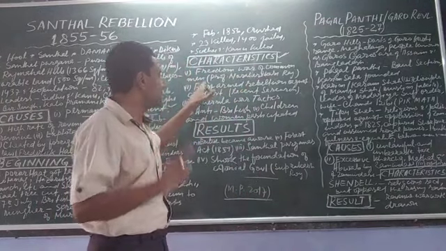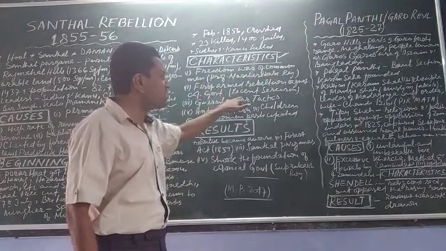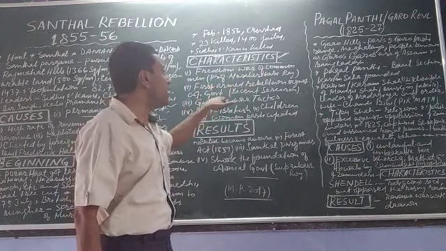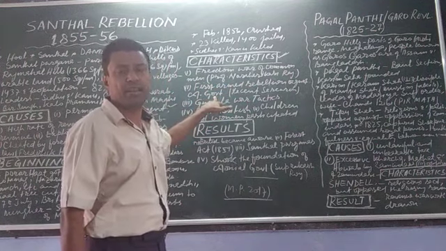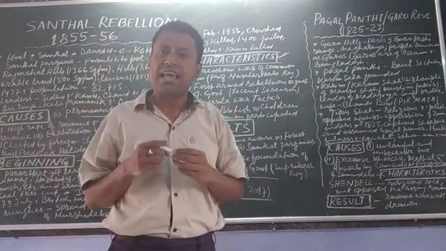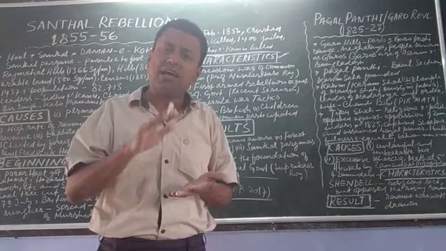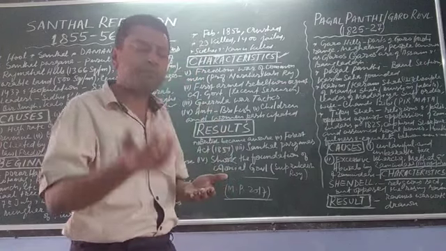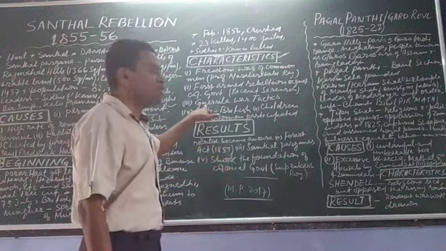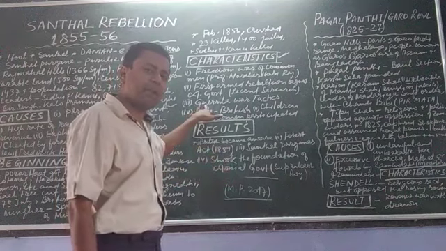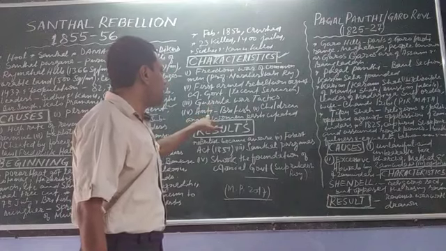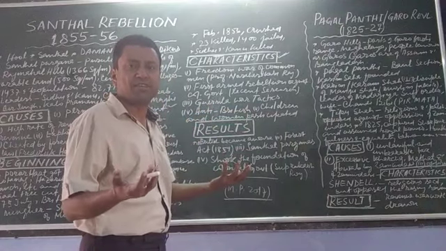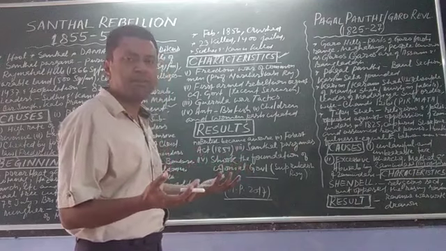Number one characteristic. Number two, in recent research, it is disclosed that it was the first armed rebellion against the colonial government, against the British government. After that, number three, they applied guerrilla war tactics. You all know very well. After that, number four, it was anti-British in nature.